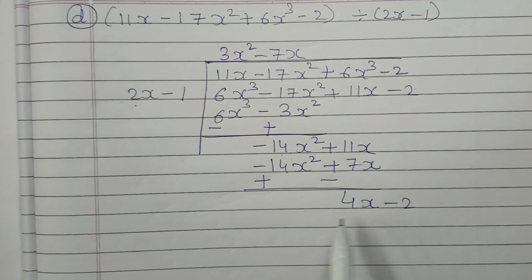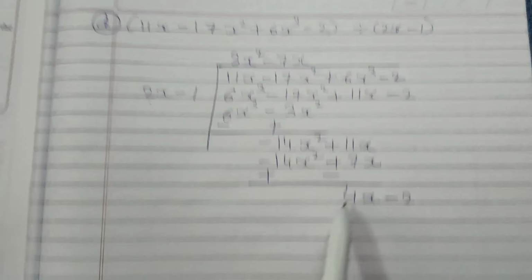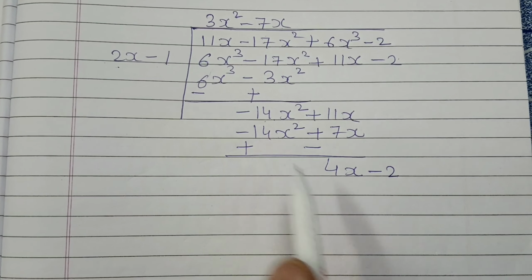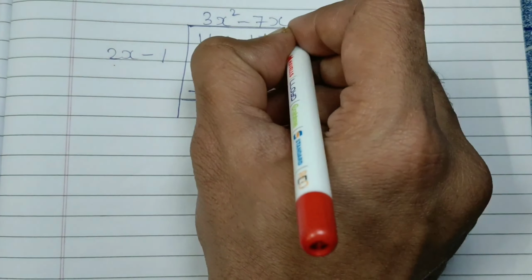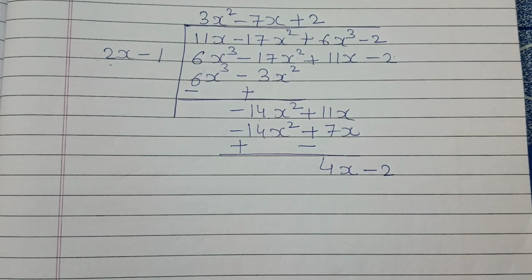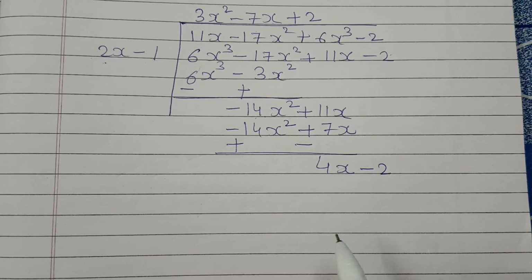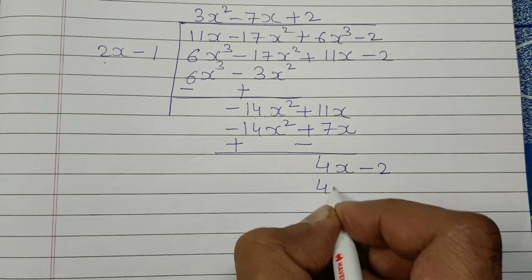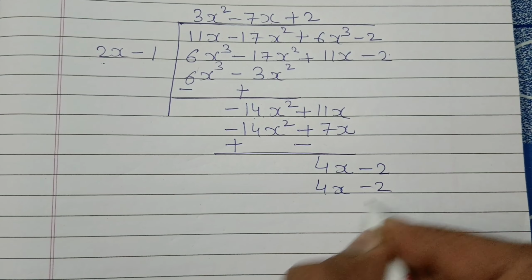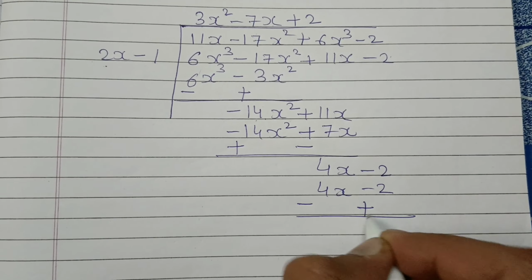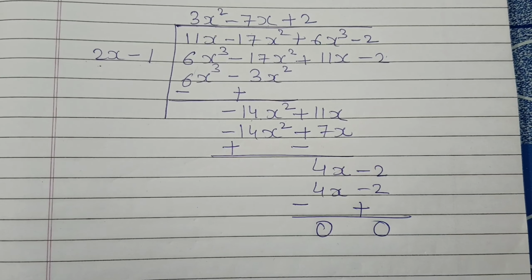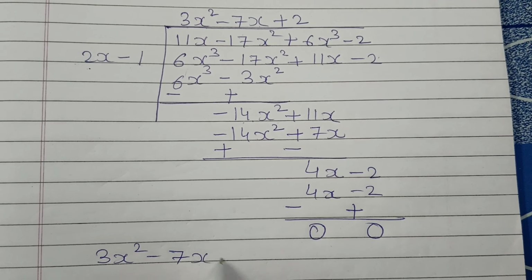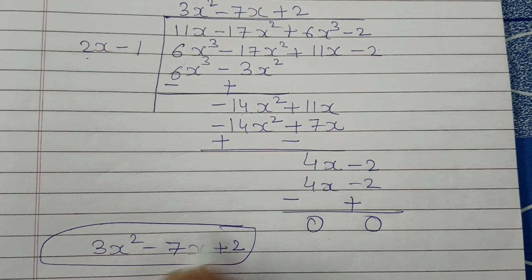Okay, now if I divide 4x by 2x, I will get 2. So here I'll do plus 2. Okay, and if I multiply 2 with 2x, I'll get 4x, and 2 minus 1s are minus 2. If I subtract these, the remainder will be 0, and our quotient will be 3x square minus 7x plus 2, and that is our answer.